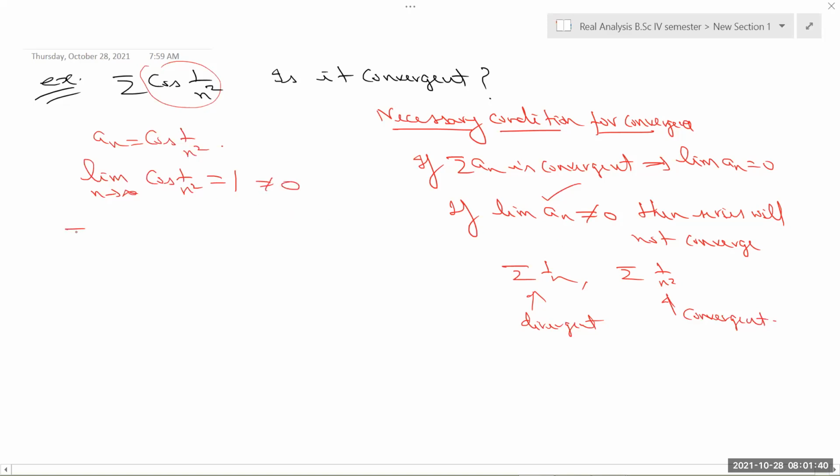So this implies that we don't need to check further, because it is not fulfilling the necessary condition for convergence. So I can directly say that the series cos 1 by n square is not convergent.